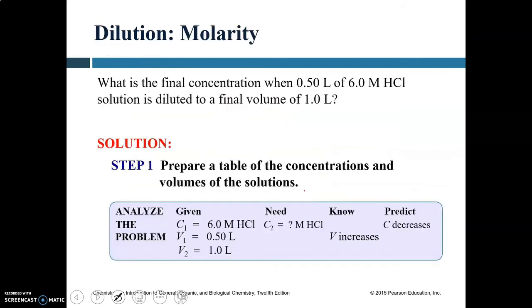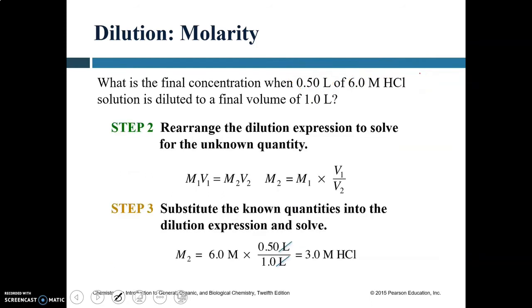So let's take a look at one of the problems here. You have 0.5 liter of 6 molar hydrochloric acid. You dilute it to 1 liter. So you can essentially write an expression here. Original molarity multiplied by original volume is equivalent to final molarity multiplied by final volume.